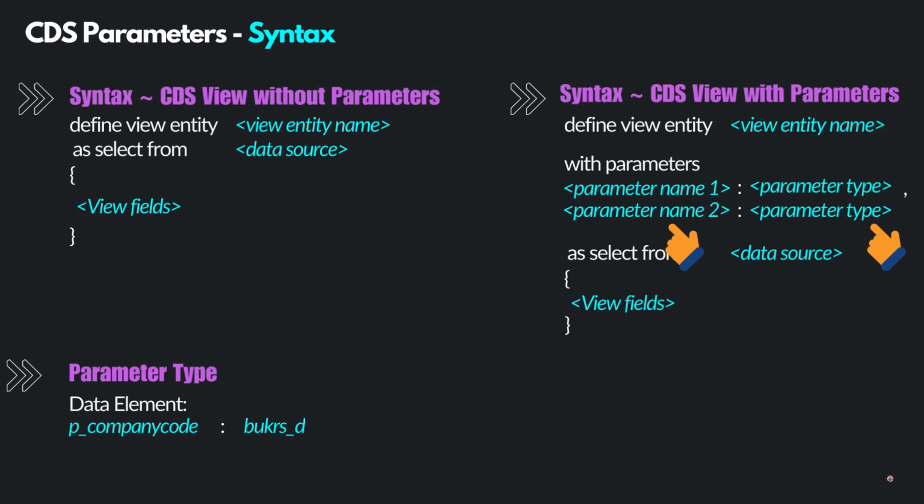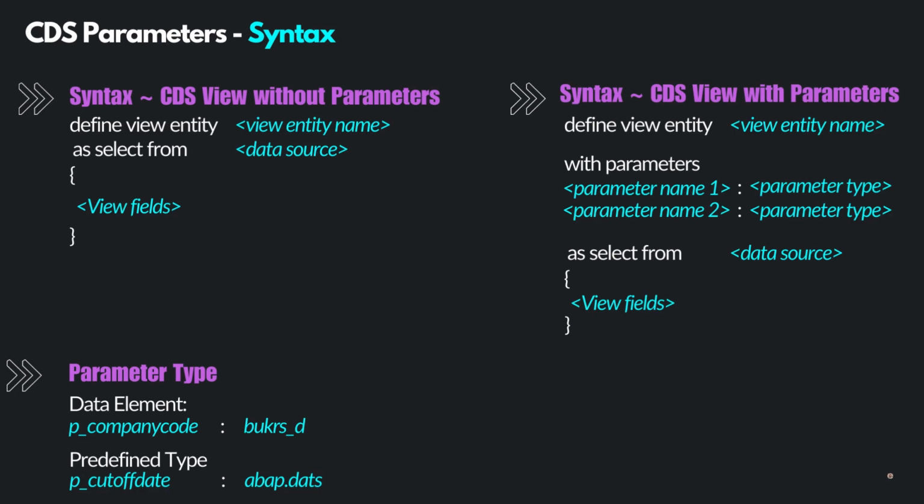Or I could use a predefined standard type to specify the parameter type. For example, in this case, I have a parameter defined p_cutoff_date, and its type is abap.dats. This is a predefined standard type. And the names of parameters should begin with p_.